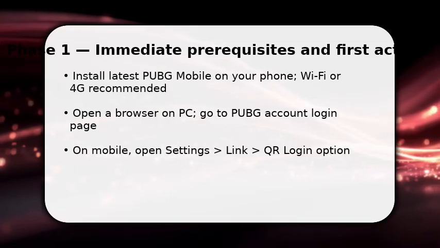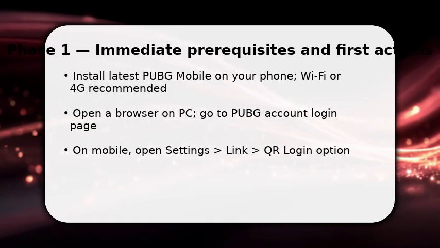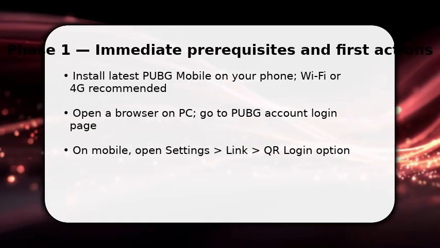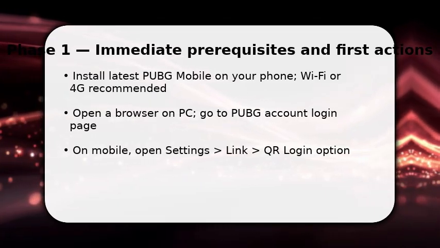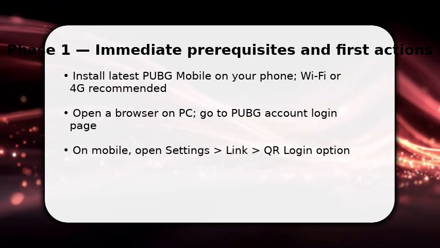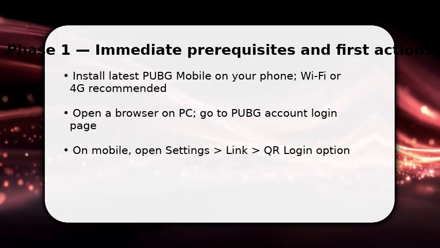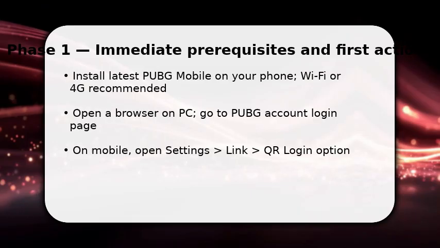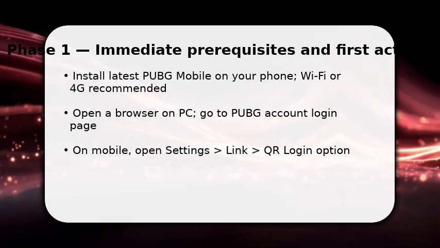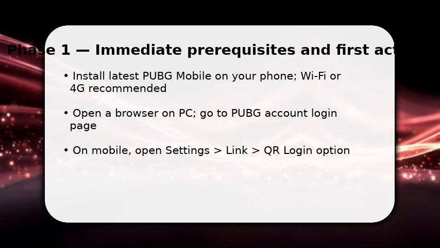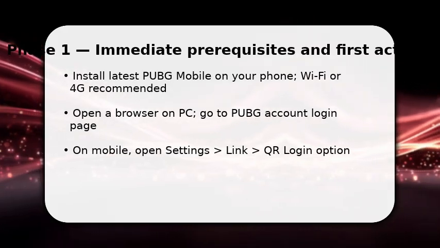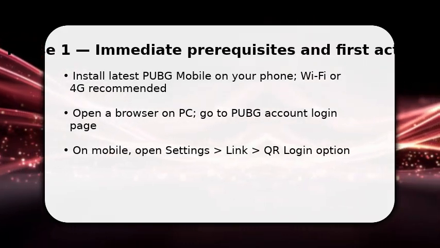You start by making sure your phone has the latest PUBG Mobile app and a stable network. This reduces timeouts. On your PC, open the PUBG account login page that shows a QR code. On the phone, open PUBG, tap Settings, then Account or Link, and choose QR Login. You do this because the game pairs devices securely via temporary tokens. Once the QR scanner appears, you're ready to scan the code shown on your PC screen.